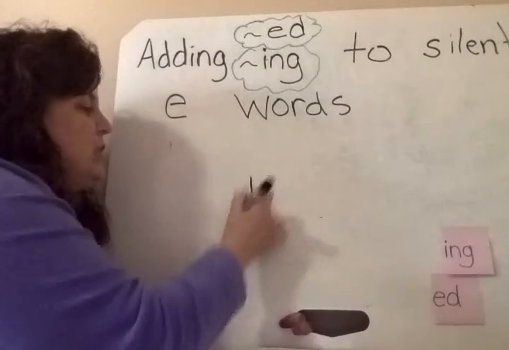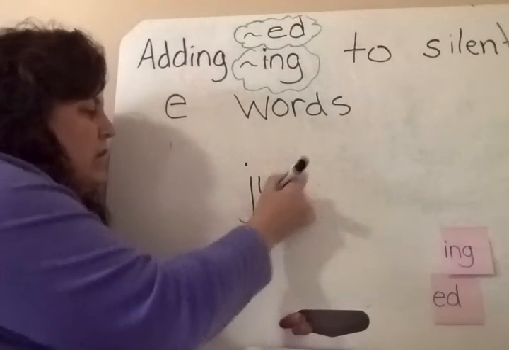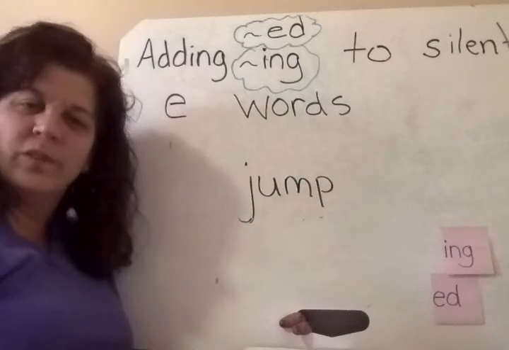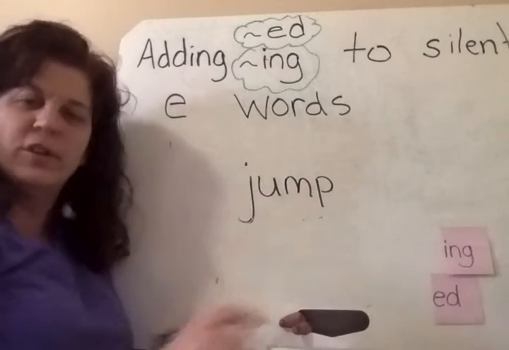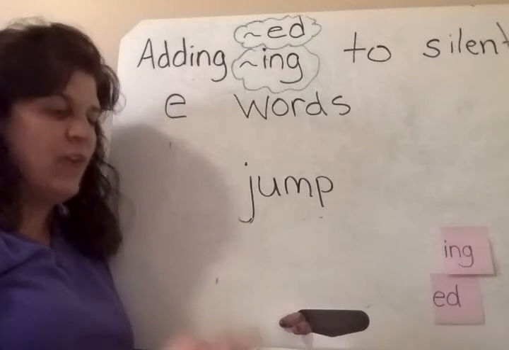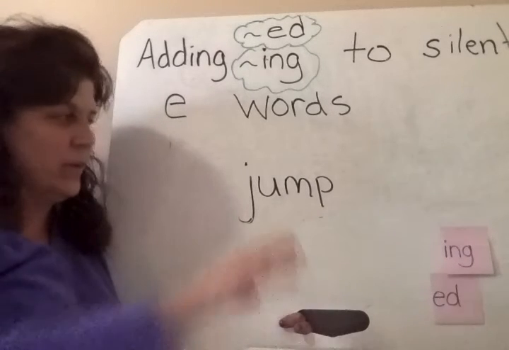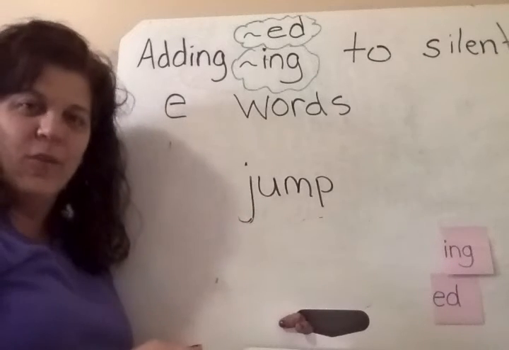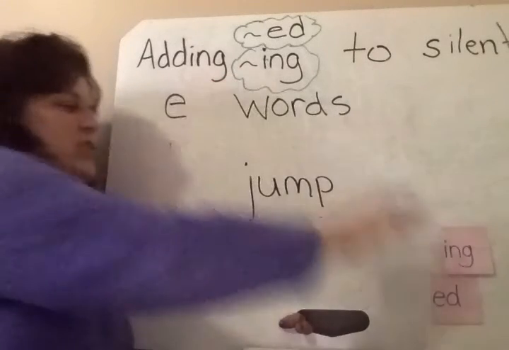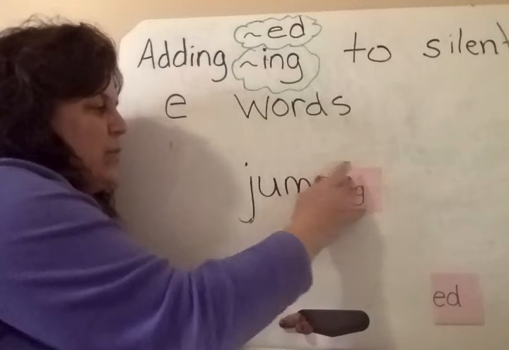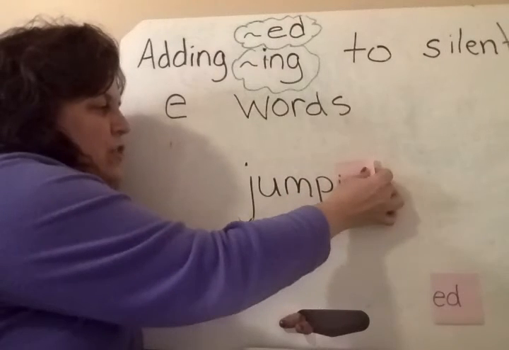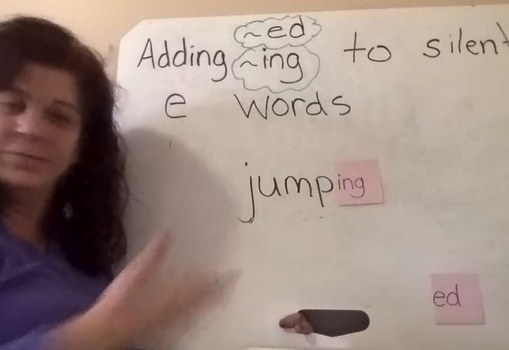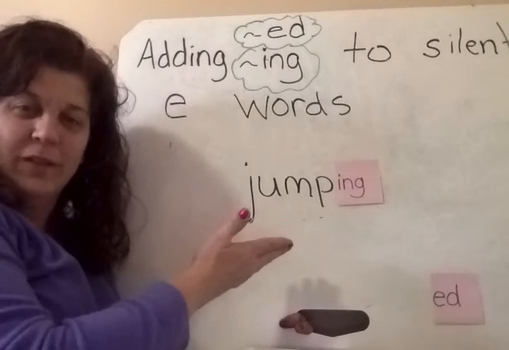Ready? J, m, p. All right, say that word. Jump, jump. Now, if I was writing something in a sentence, I wanted to use the word jump, talking about I was doing this right now, I would use this ing tail and I would put it right at the end of my word jump to make the word jumping. Doing it right now, jumping.